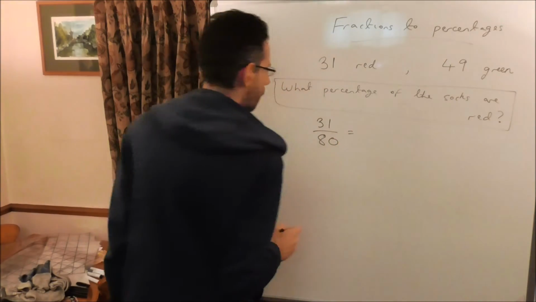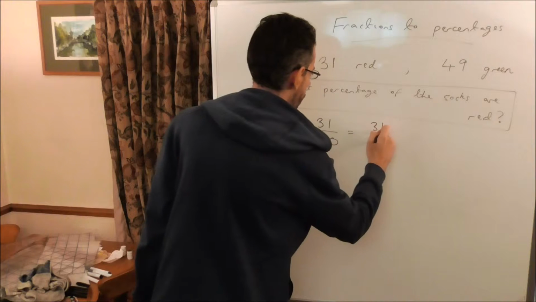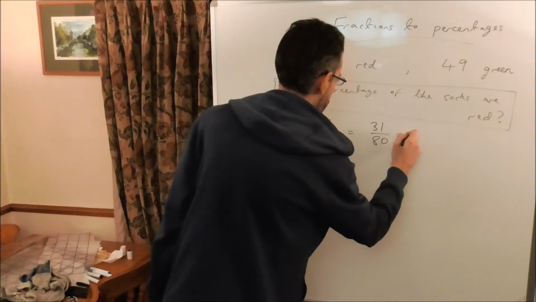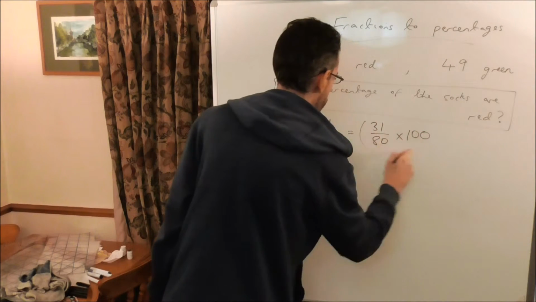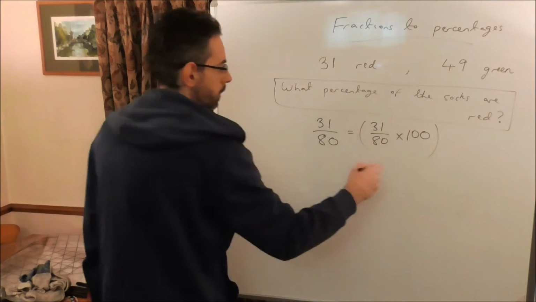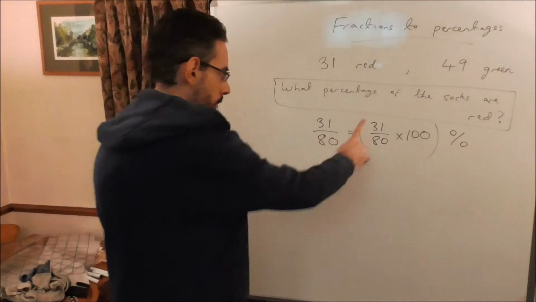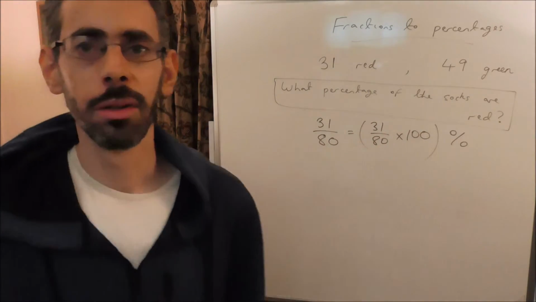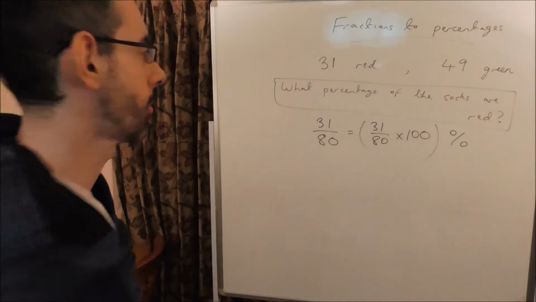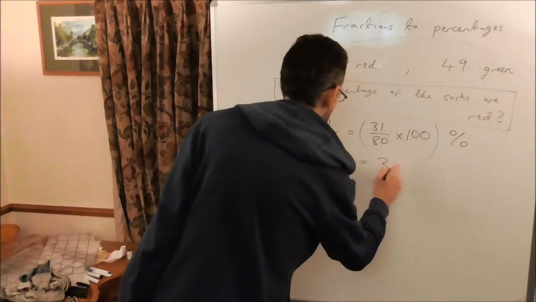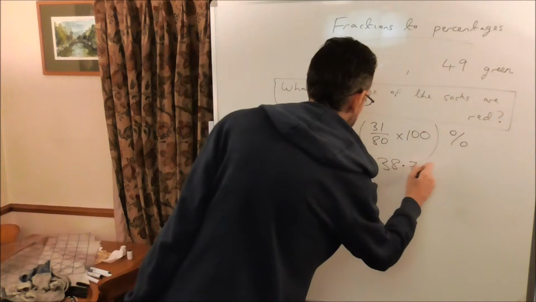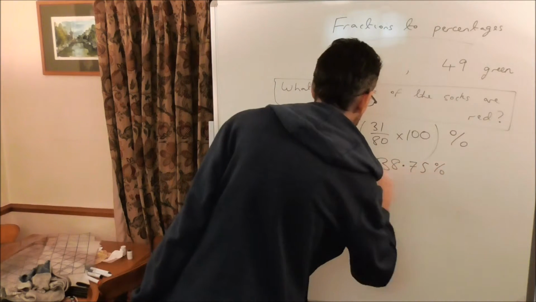So on the calculator, to change it to a percentage, you can just take the fraction and multiply it by 100. And then whatever number you get here, it's that percentage. So if you do 31 over 80 times 100 on your calculator, you should get 38.75. So 38.75% is the answer.